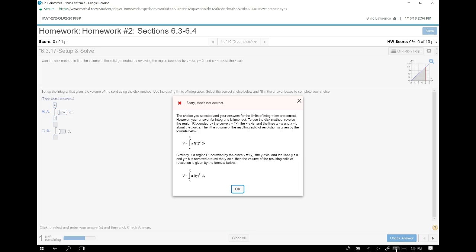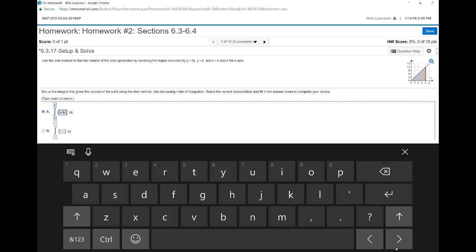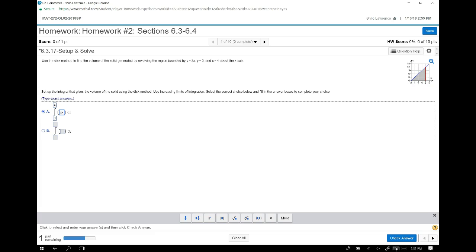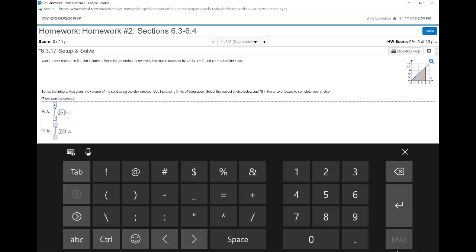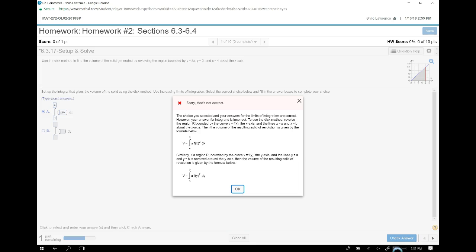Okay. So when you close this box, the problem is still there and you've got an opportunity to fix it. And it's going to let you keep trying. So I'm going to get this wrong again on purpose. If I square that, I'm going to say, okay, well, that's going to change my 3 to 9 because 3 squared is 9. And I'm going to check my answer. The choice you selected and your answers for your limits are correct. However, your integrand is incorrect. So I've still got it wrong.